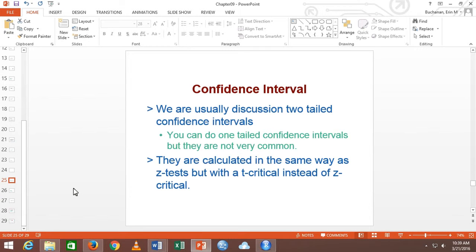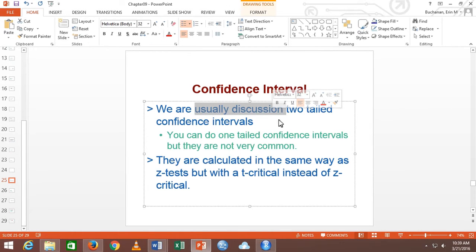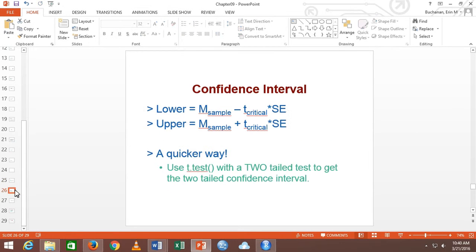Okay, so this is going to cover a little bit of what we already did in R, but we are going to use two-tailed confidence intervals. You can do one-tailed confidence intervals, but they're really not very common. They're calculated the same way as Z, but T critical instead of Z critical. So you'll actually get the formula, but using the code function is much faster. But it's the mean minus T critical times standard error.